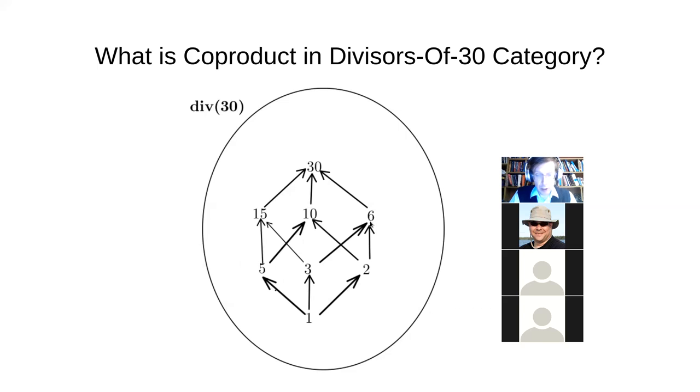How about 6 and 10? What's the product of those? It's the closest upstream object, upstream of both of them, and we want the closest one. What would that be? Two. And 6 and 15? Three, yeah. Okay, now I was kind of playing with a straitjacket here.